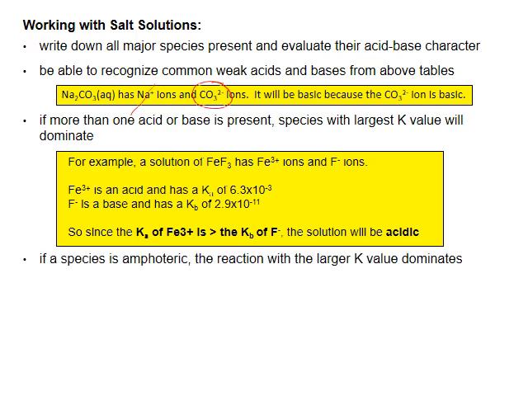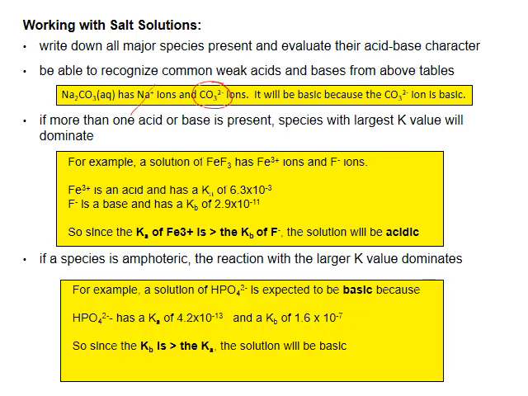It can also happen that a given ion is amphoteric or amphiprotic, which means it can act as either an acid or a base. What do we do then? If a species is amphiprotic or amphoteric, the reaction with a larger K value will dominate. For example, the hydrogen phosphate ion is amphoteric. If we look at the K values, the Ka for hydrogen phosphate is 4.2 × 10⁻¹³. Its Kb is 1.6 × 10⁻⁷.